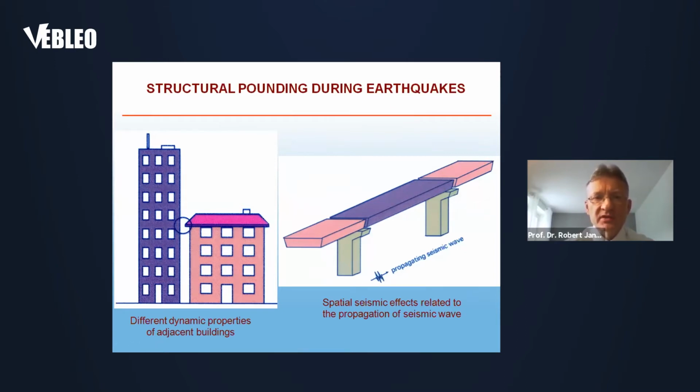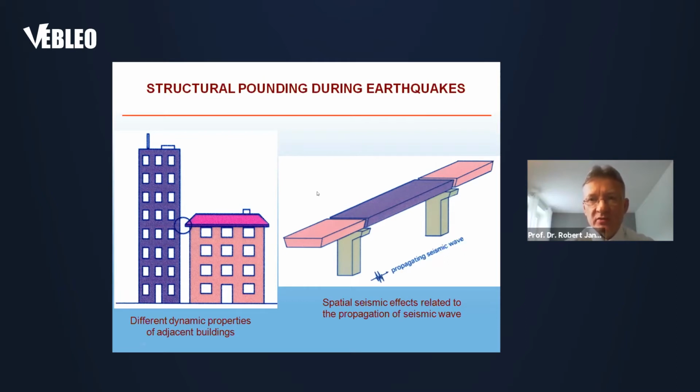In the case of buildings, the major reason which may result in such collisions is that they might have different dynamic properties, and that will induce the so-called out-of-phase vibrations. And in earthquake engineering, these repeatedly observed collisions are often referred to as earthquake-induced structural pounding.